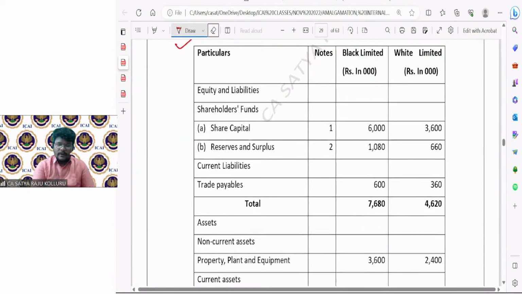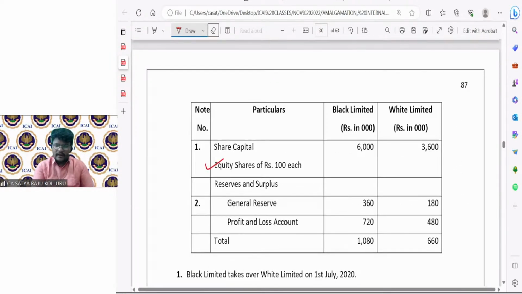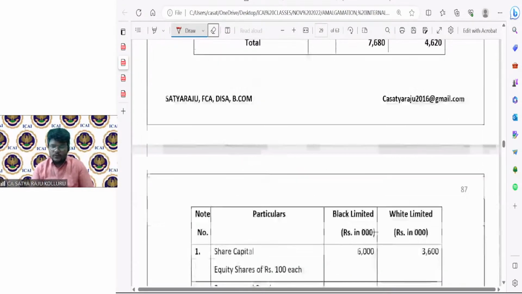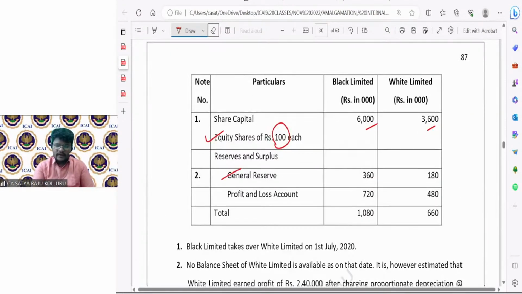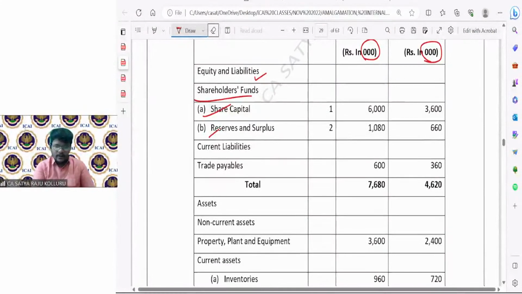Under equity and liabilities, shareholders' fund, share capital is given. Guys, please observe all of your rupees are in thousands. Under share capital, only equity shares of 100 rupees each are there, amount is 60 lakhs and 36 lakhs. Next, reserves and surplus, note number 2: general reserve and profit and loss account. Then current liabilities, trade payables.